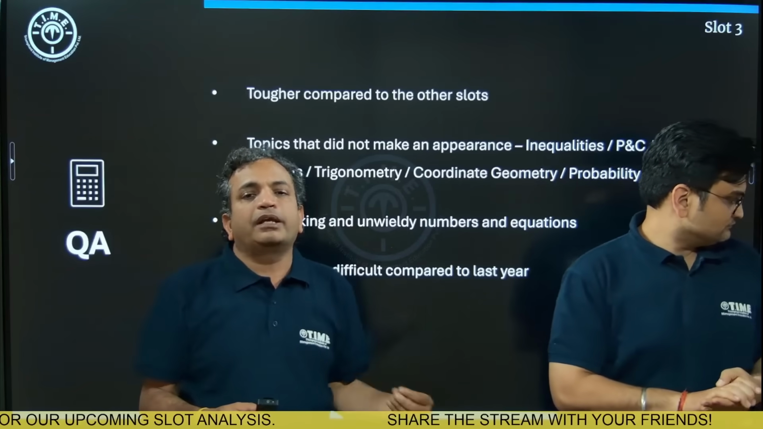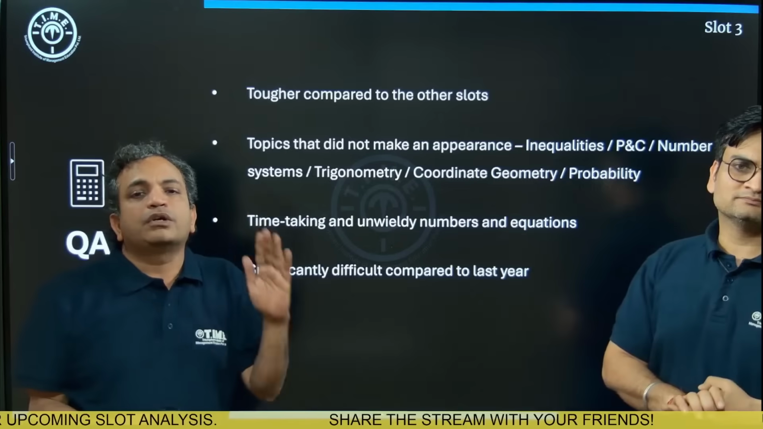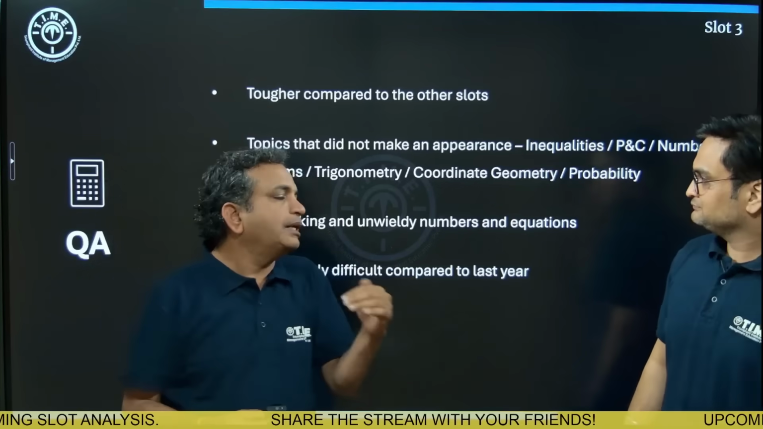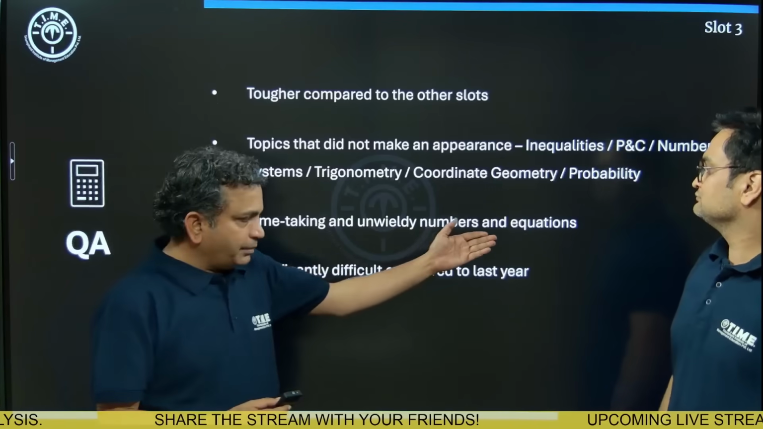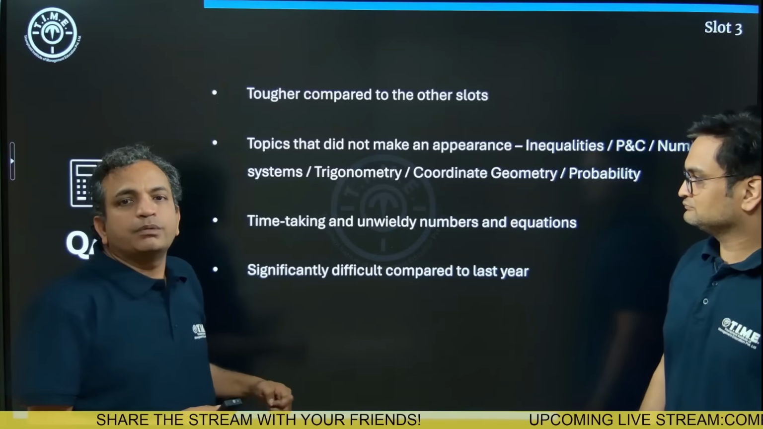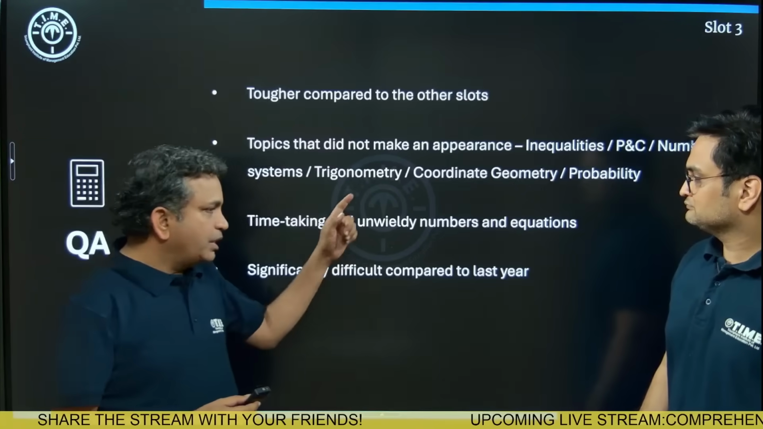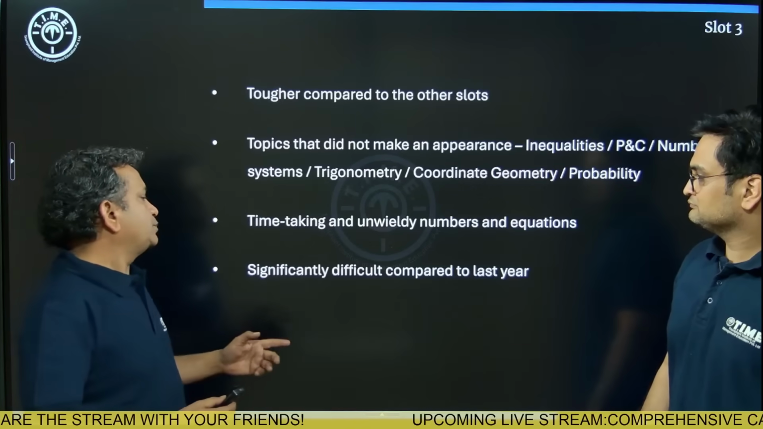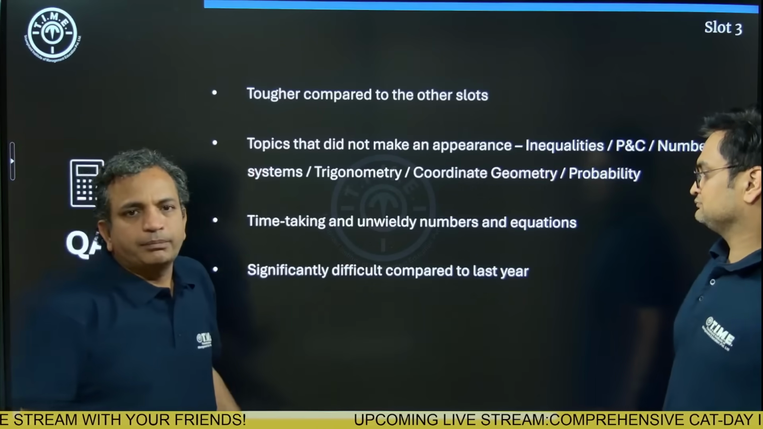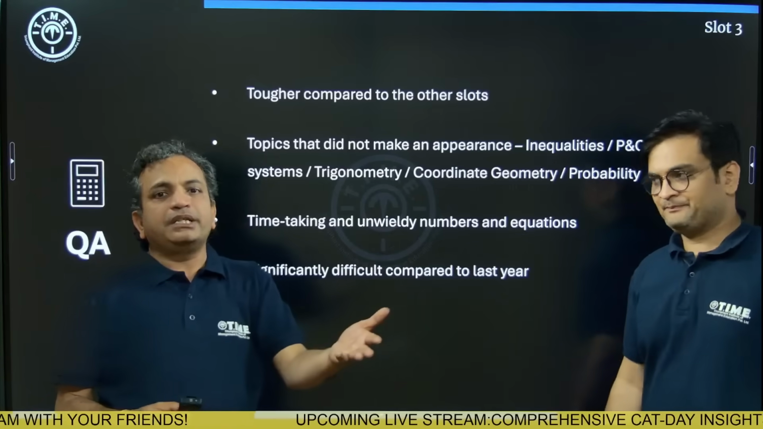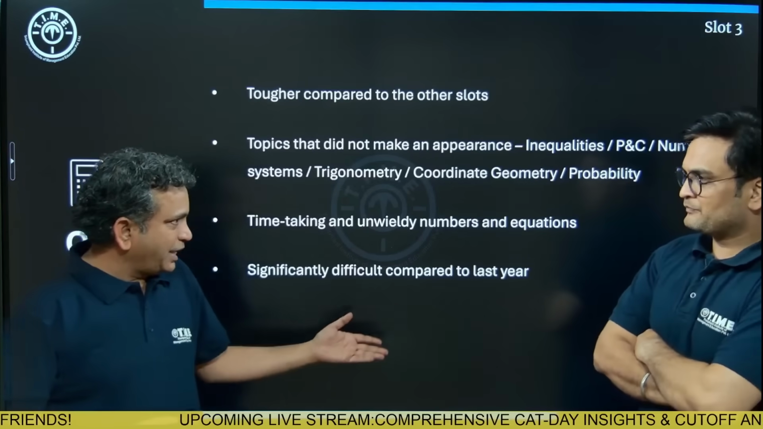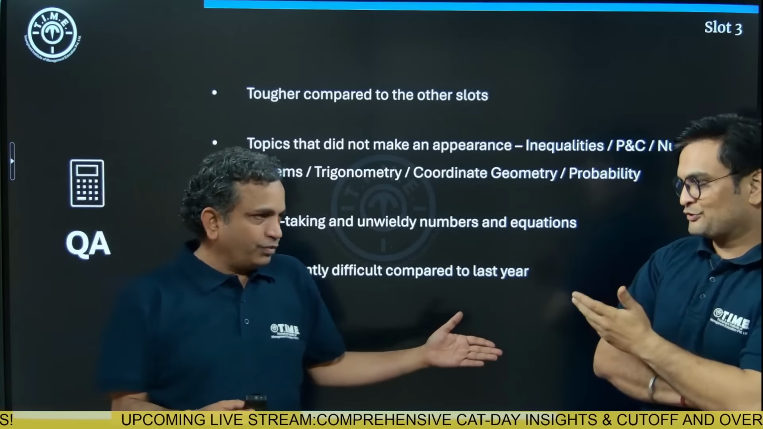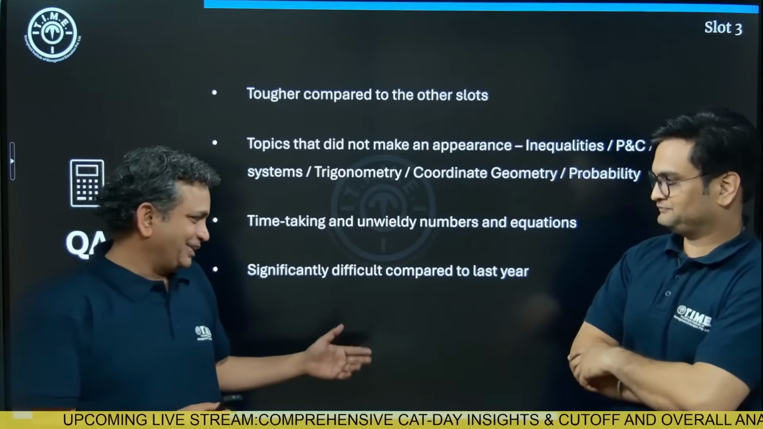So do not neglect any topic just because you're not comfortable with it, right? Get to a basic level of expertise in all the topics. And time-taking and unwieldy numbers and equations, which is exactly what Abhishek sir was explaining a couple of minutes ago. So please make sure that you work on your speed maths. It was significantly difficult compared to last year, right? CAT 23 quant was supposed to be the toughest in recent years. I think this would stand fairly close to what happened in CAT 23 quant. Okay. All right.